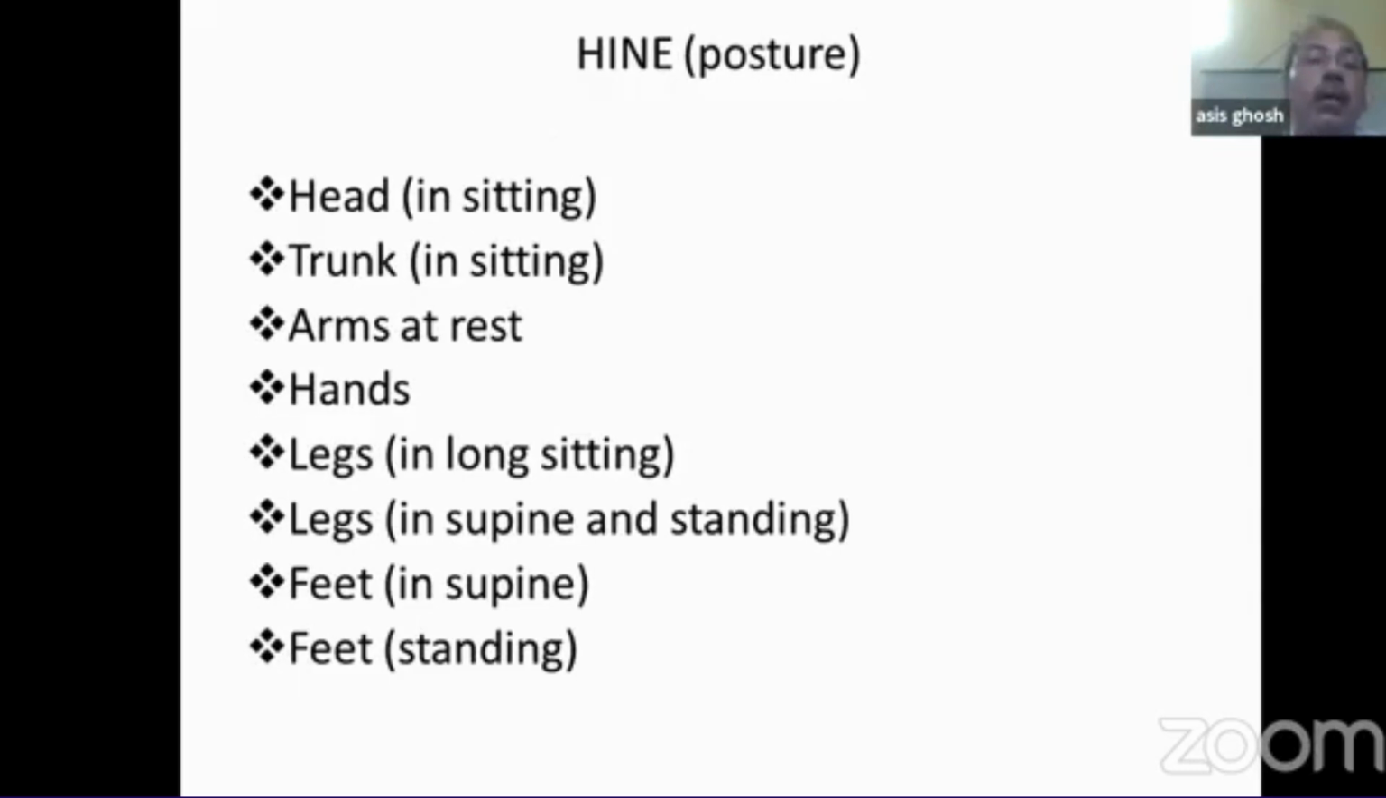Now, under posture, you have to look at the child's sitting posture, and under sitting posture, you look at the child's head and trunk. And all these stick diagrams are there in the pro forma. So you can just put a circle on what you are seeing with that child. So it's arms at rest and then hands, legs in a long sitting position, legs in supine and standing. So why they have said that, you need to look at the child's legs, what is happening, what is the pattern in long sitting position, because you see the position of the hips, whether they are internally rotated, externally rotated, what it is. And internal rotation, again, it might give you some indication of adductor spasticity.